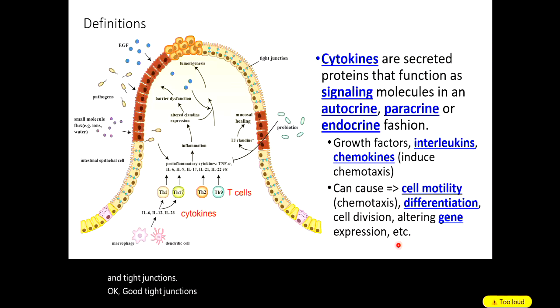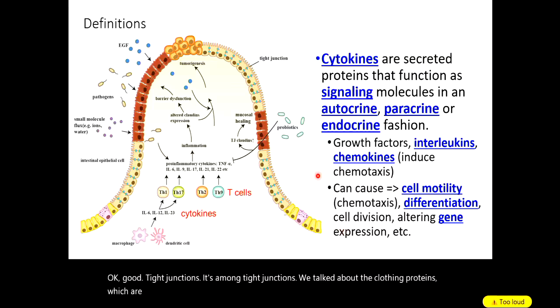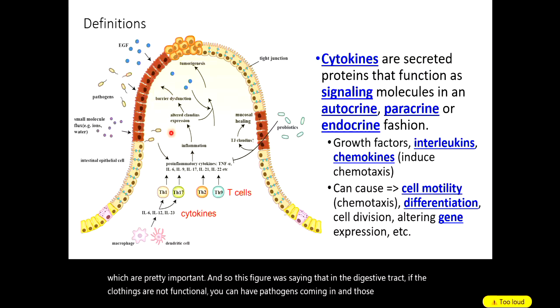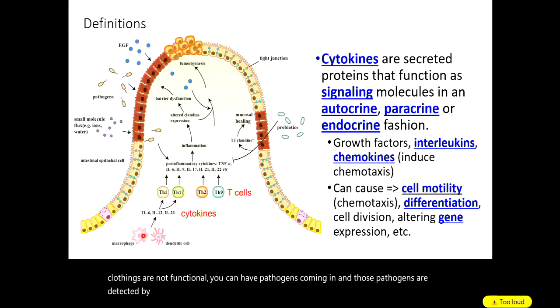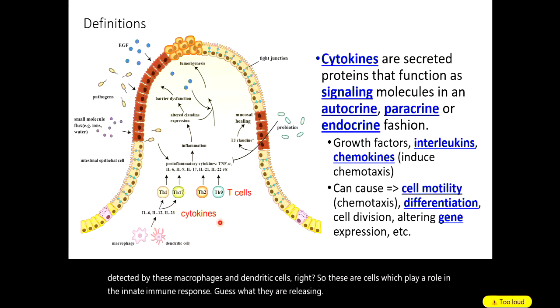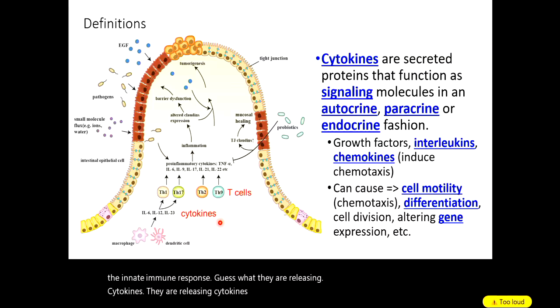So among tight junctions, we talked about the Claudin proteins, which are pretty important. And so this figure was saying that in the digestive tract, if the Claudins are not functional, you can have pathogens coming in, and those pathogens are detected by these macrophages and dendritic cells, right? So these are cells which play a role in the innate immune response. Guess what? They are releasing cytokines, right? They are releasing cytokines, and as a consequence, it's going to activate these T cells, right?